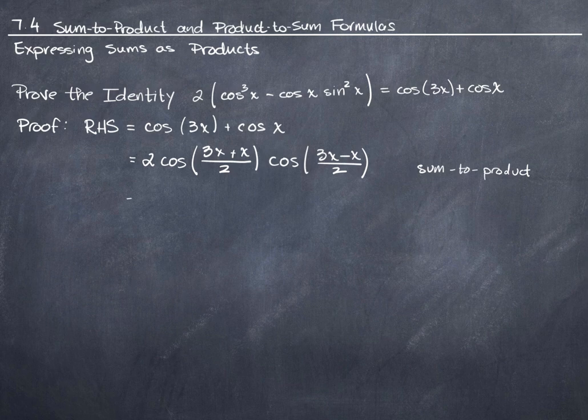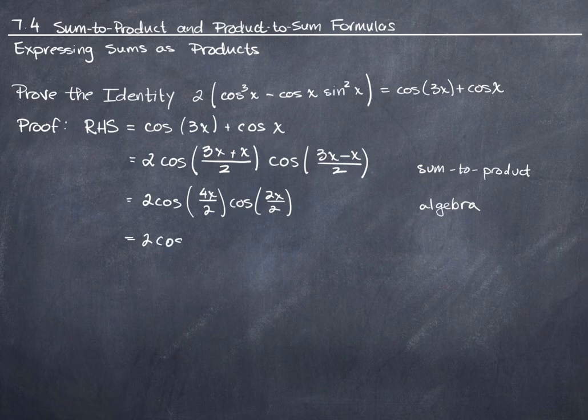So what I'm going to do next is simplify what I have in my parentheses here. 3x plus x is 4x. 3x minus x is 2x. That's just algebra. I can further simplify what's in the parentheses. 4x divided by 2 is 2x. 2x divided by 2 is x. And that is also algebra.